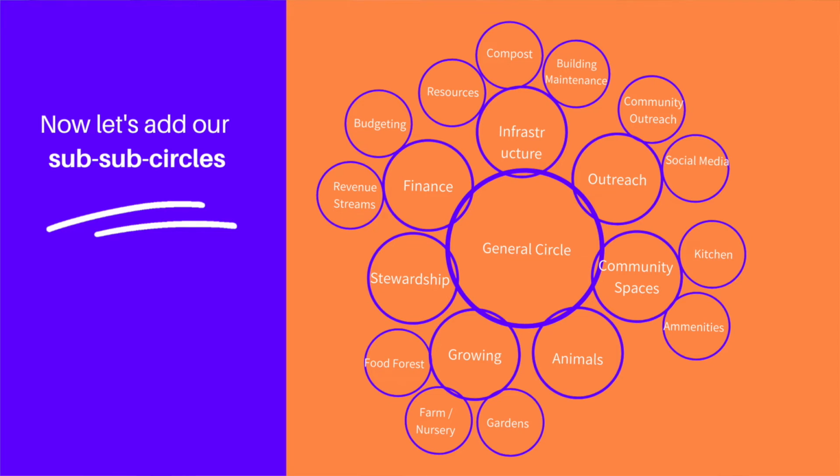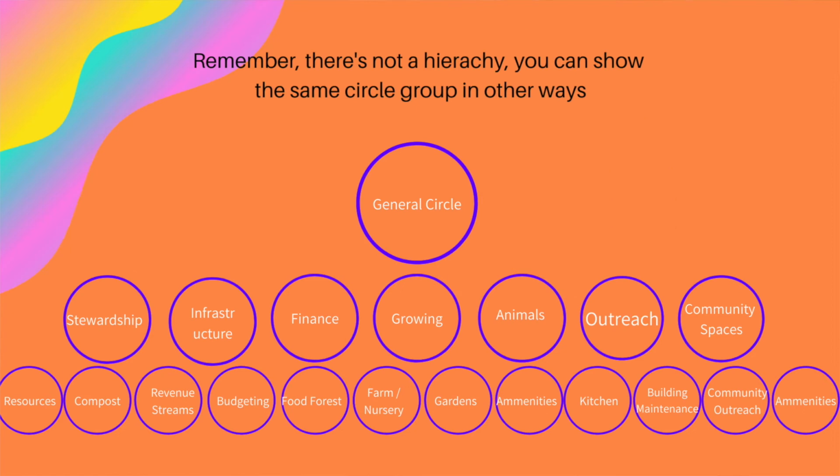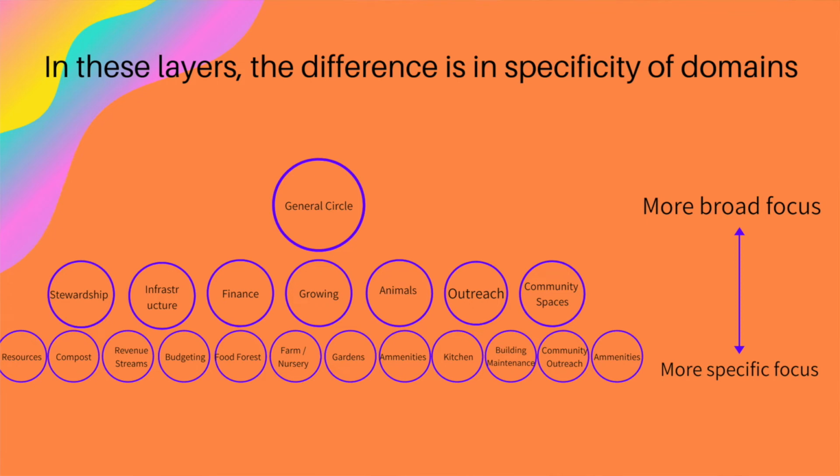Remember, there's not a hierarchy here, right? So you can show the same organization of circle groups in other ways. Here's just one other example. In this example, in these layers, the difference is not a power hierarchy. It is just the difference in specificity of domains or the roles and responsibilities.